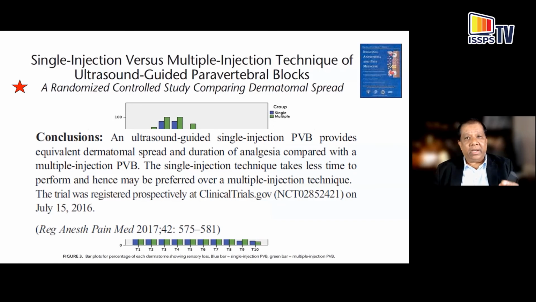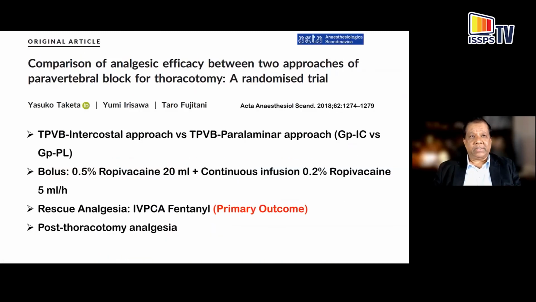So as you can see here, this looks a little different from the landmark-based technique. However, in these studies they used these blocks for analgesia. It is yet to be seen if you can do a single injection paravertebral and perform surgical anesthesia. My feeling is that would not be possible on a consistent basis.